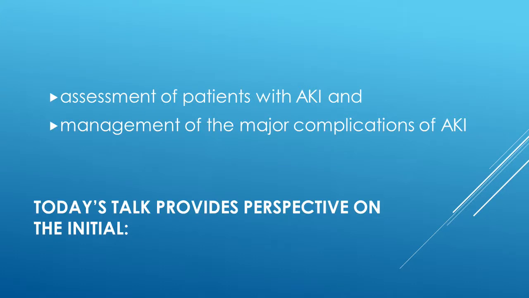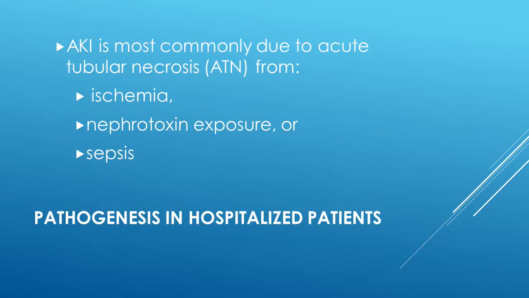I wanted to talk a little bit about assessment of patients with acute kidney injury, and then the management of acute complications, because that's what we do. We do the dialysis. We have the ultimate therapy. So pathogenesis in hospitalized patients, there are usually two things involved. The first is ischemia, or poor blood flow to the kidneys, so that translates into hypotension. So usually there's a history of hypotension, and then there's a toxin.